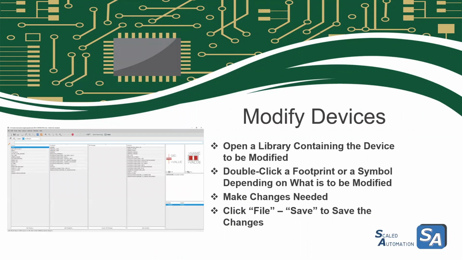So let's talk about modifying a device. So I might have something in my library that I want to modify, and I'm going to show you some examples on it. And I can modify either the footprint or the symbol depending on what I need to do. I'll make those changes, and then I'll click File, Save, kind of standard steps you would expect. I'm going to show you an example of something that I'd like to change. So we're going to go back to Eagle real quick.